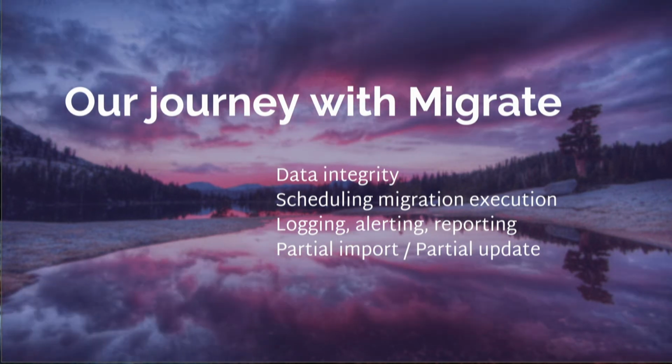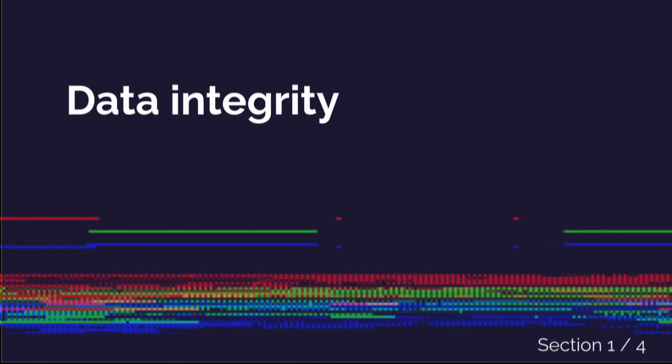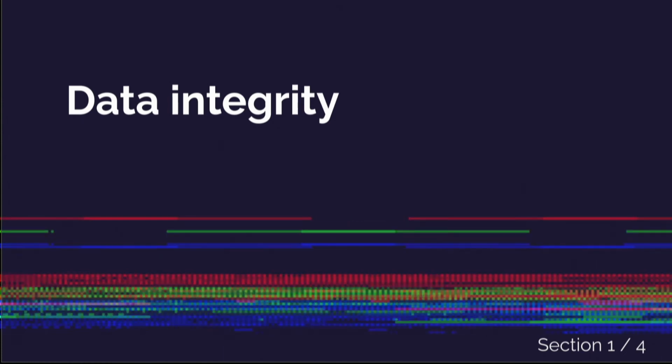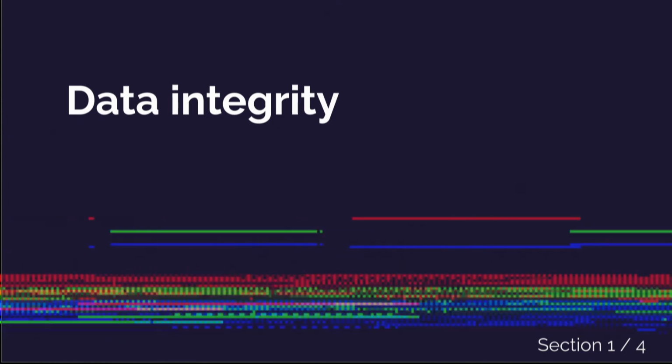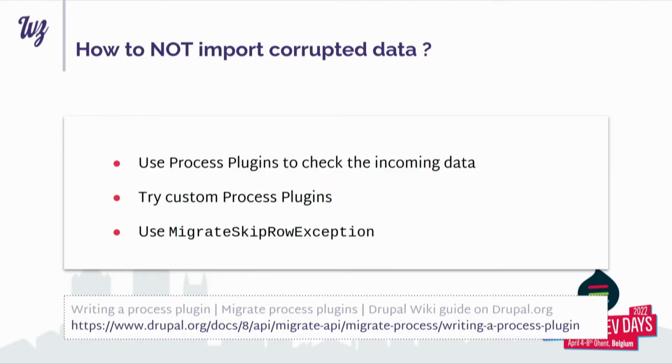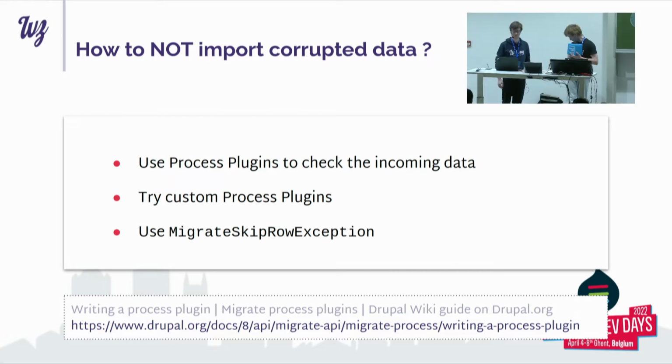So let's get straight into it. First point: data integrity. So what do we mean by data integrity? Essentially, the question is how to not import dumb data, data that you don't want to get in Drupal. One thing you have to keep in mind is that the source is sometimes not up to you, and so you can sometimes get really strange stuff.